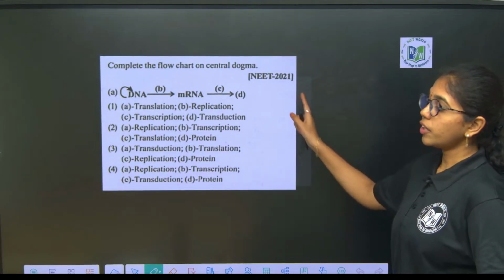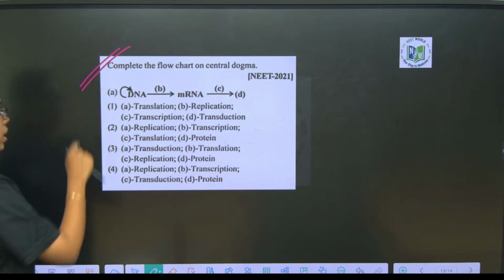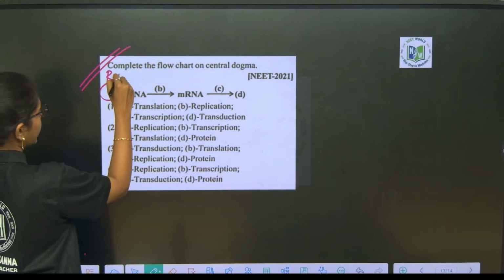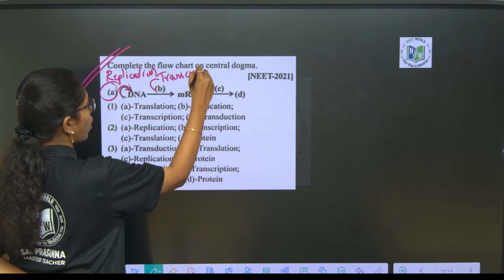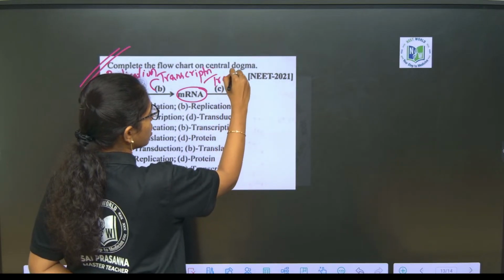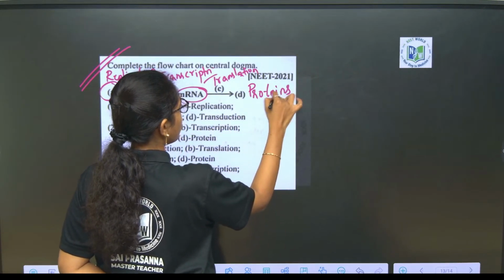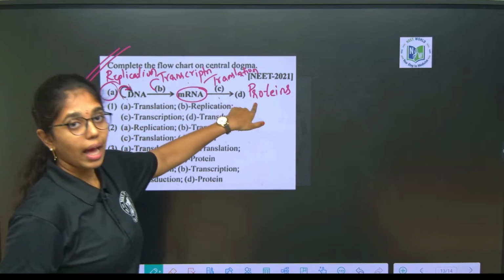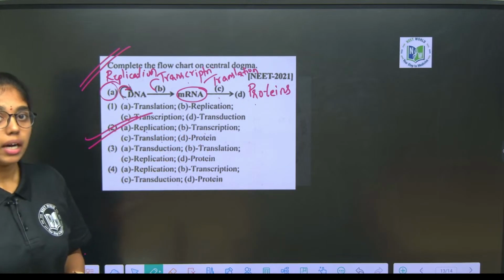This question you see, NEET 2021, try to answer this. Complete the flow chart on the central dogma of molecular biology. First is A. This is what? DNA replication. Okay. First is replication. Replication is followed by transcription. Then mRNA to proteins, right? This is what, C is translation. And lastly, ultimately that is the synthesis of proteins. Fine. So, here A is replication, B will be transcription, C is translation and D is proteins. Option 2 will be the right answer.